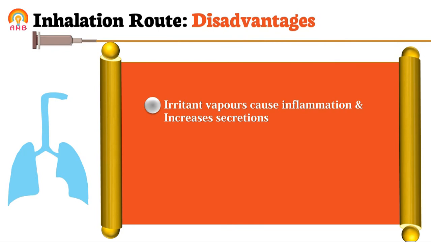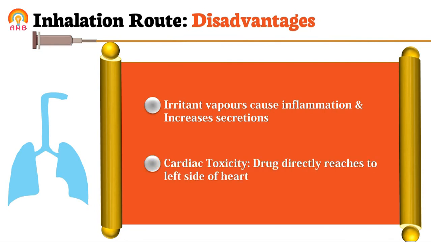The second disadvantage of the inhalation route is that when the drug is absorbed into the systemic circulation, it directly reaches the left side of the heart through the pulmonary veins, and it may produce cardiac toxicity. So that is the disadvantage, that chances of cardiac toxicity are there in the case of the inhalation route. So these are the disadvantages of the inhalation route.